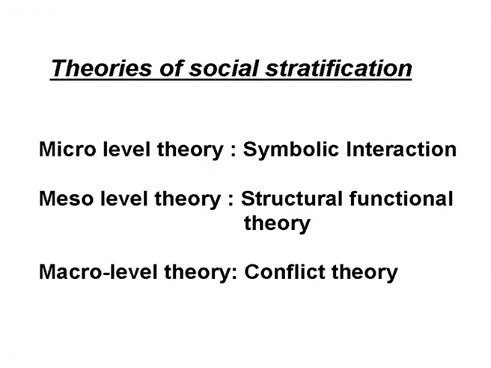Different explanations have been developed by different sociologists on social stratification. These explanations of social ranking range from individual micro level to national or meso level and then global macro level theories. That is, there are three kinds of theories: one micro level, two meso level and the third one is macro level theories. First we will explain micro level theory.